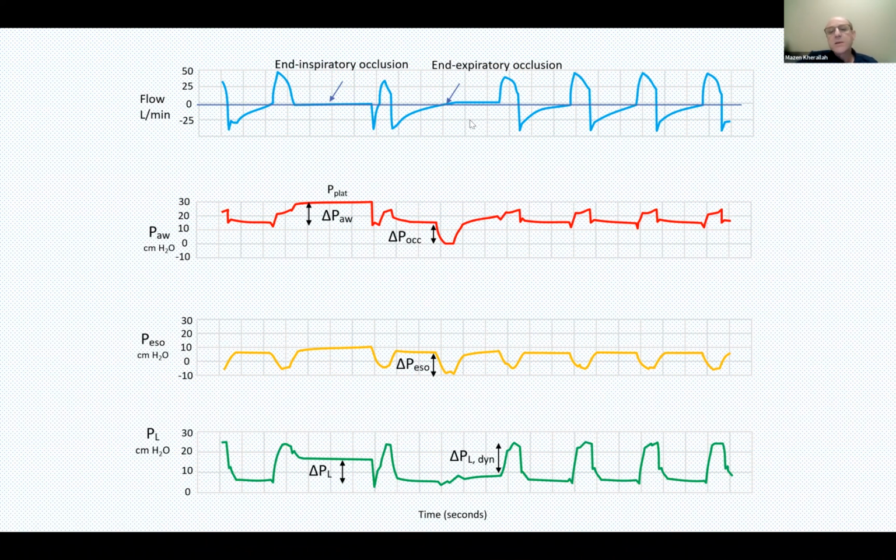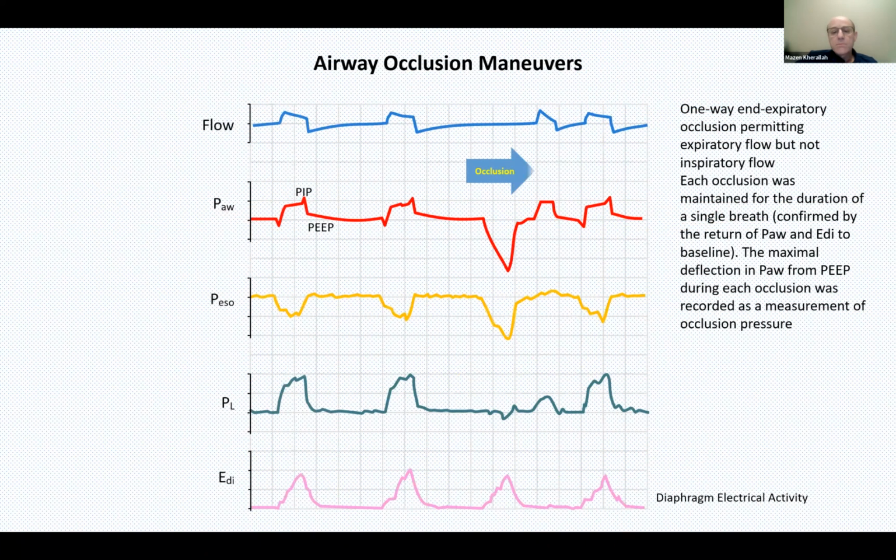On the other hand, you can occlude in expiration and look at the patient. If the patient took a breath, you can measure that occlusion pressure. That occlusion pressure is an indirect measurement of the esophageal pressure. And this is again the occlusion test. This is the expiratory occlusion test. Just trying to simplify this for you.